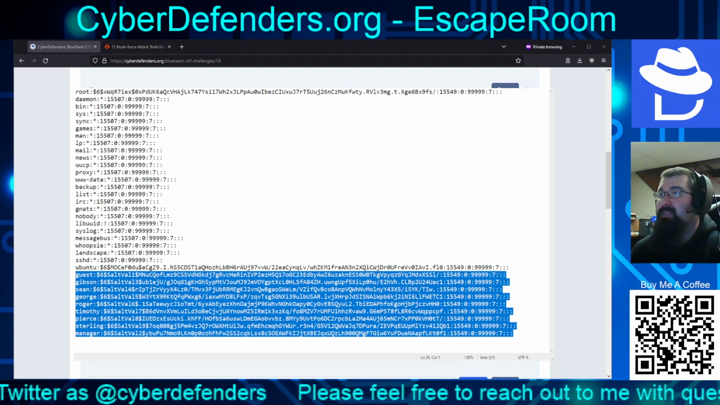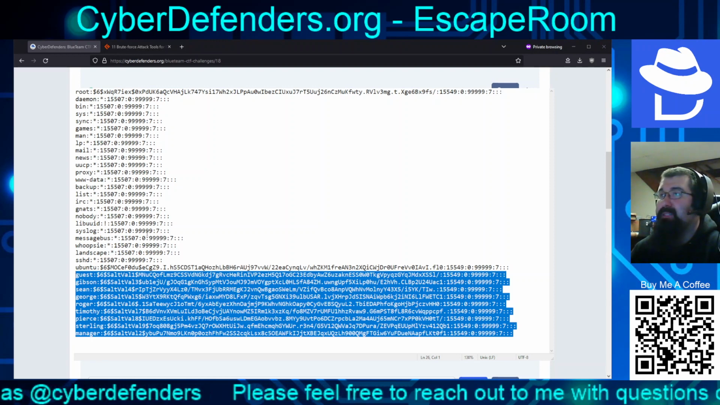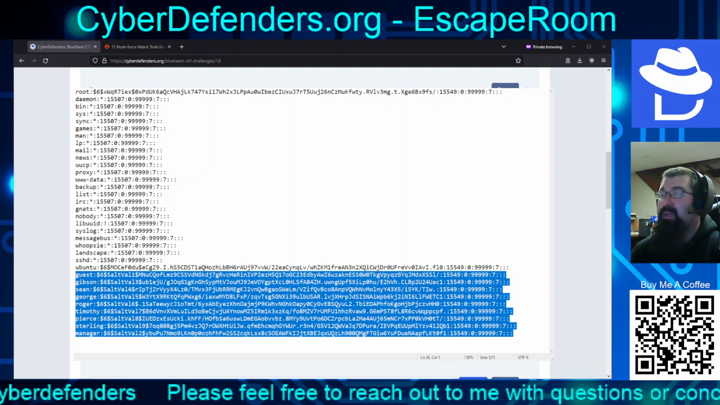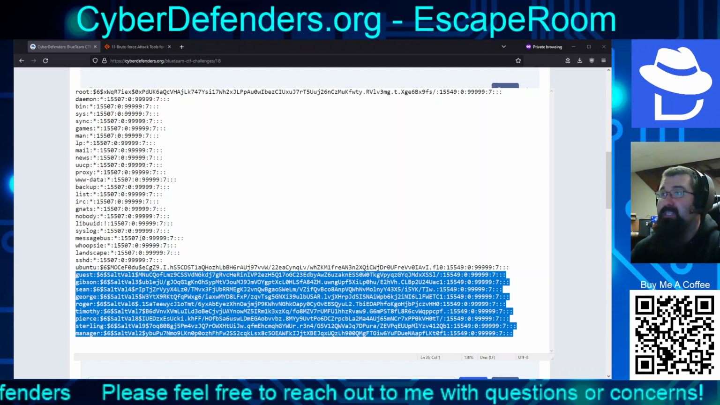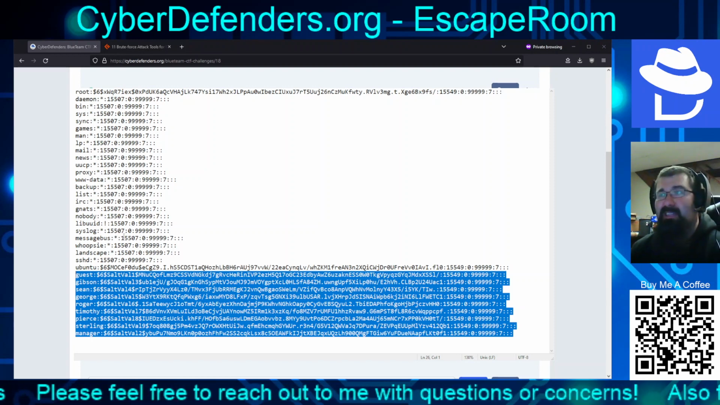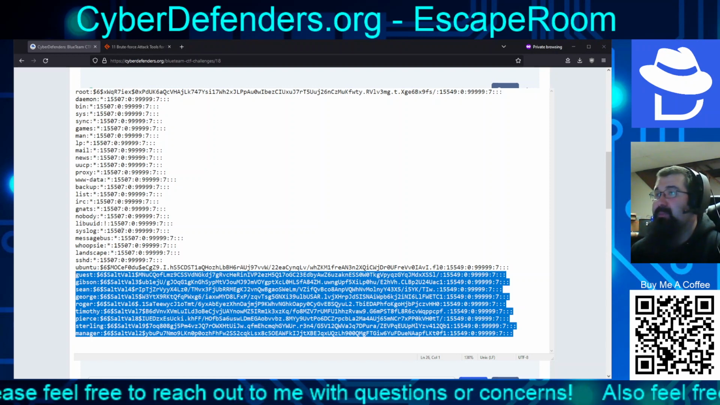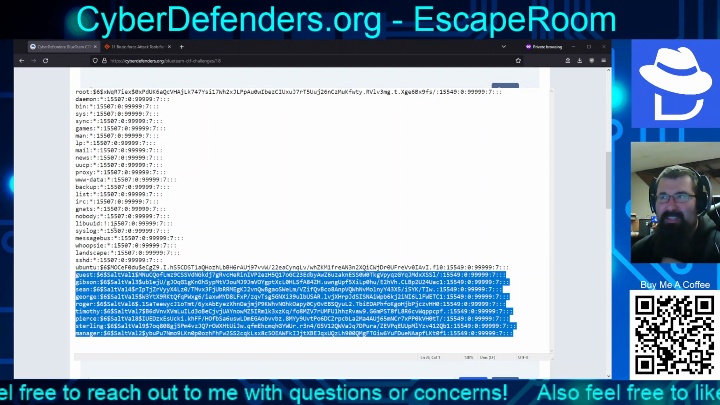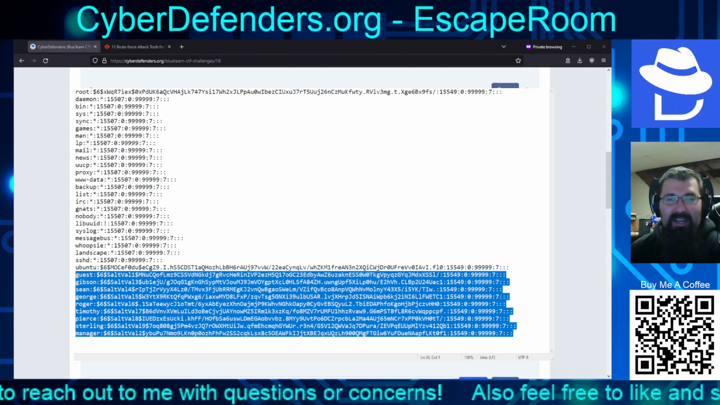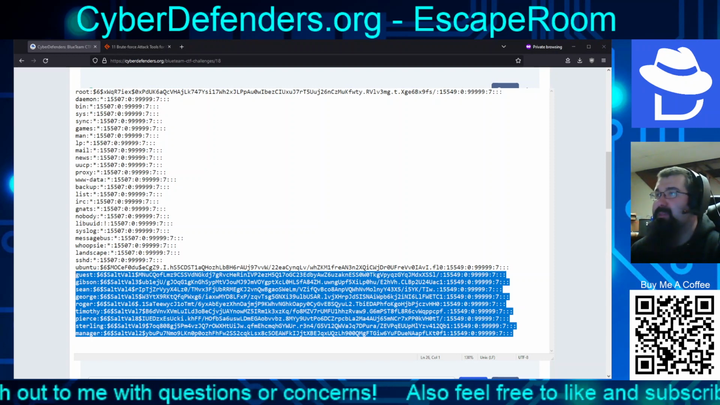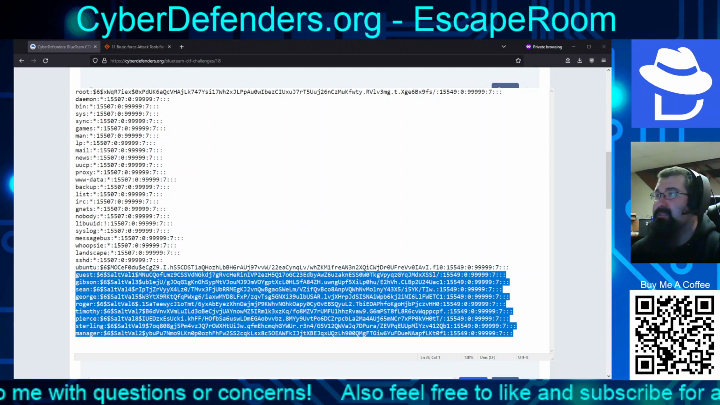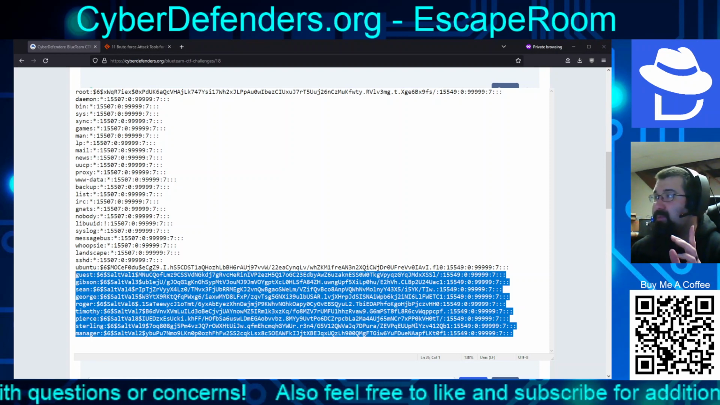If CrackStation doesn't have it, then I will probably have to stand up John the Ripper to go through and try to actually harvest this stuff out, which could take a little bit of time, but I guess it's a good thing I have a gaming system. GPU acceleration for the win! Okay, so let me see about trying to get this stuff into CrackStation. Let me pause this, and I'll be right back.